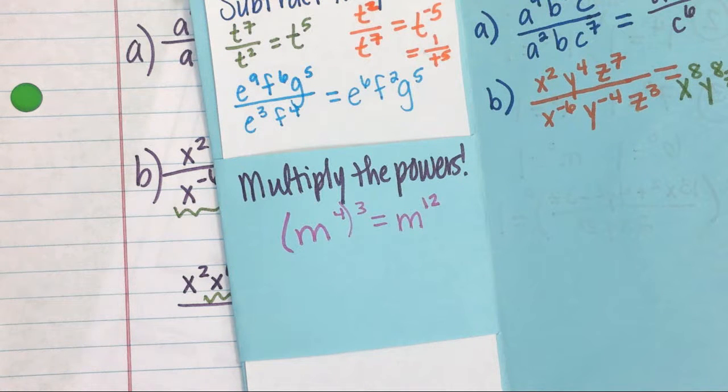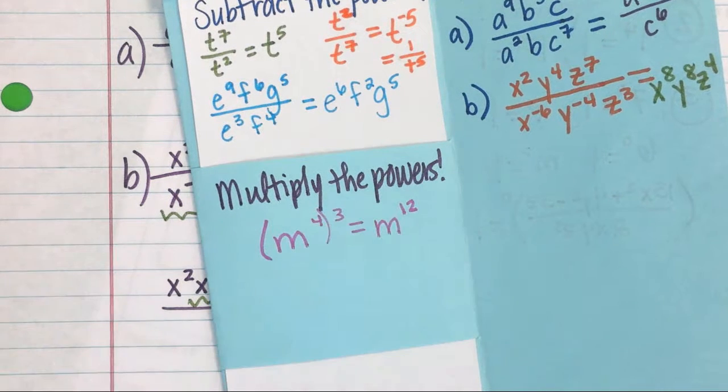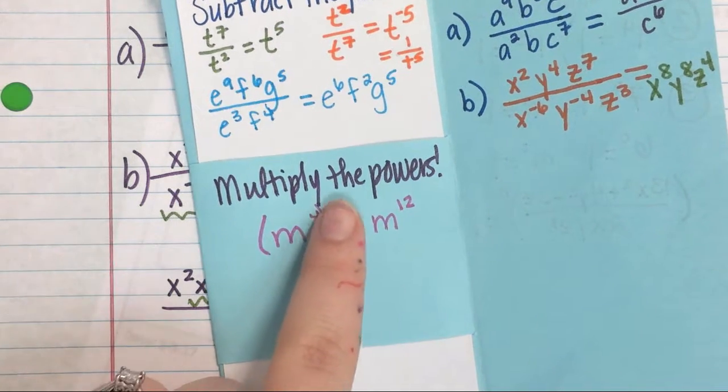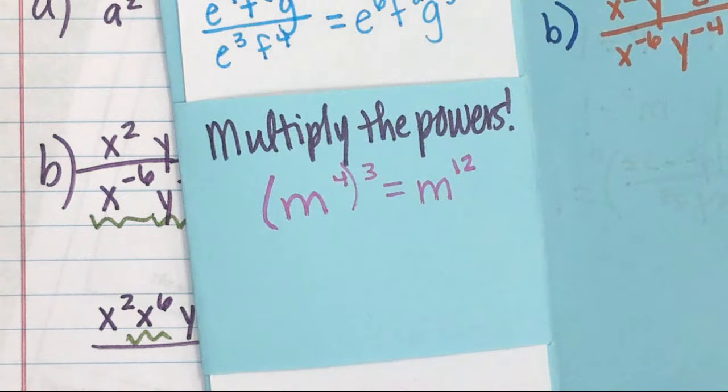Okay, so we did m to the 4 raised to the 3rd. And when we raise a power to another exponent, we multiply the exponent. So we do 4 times 3 and we get 12. Are there any questions about this?